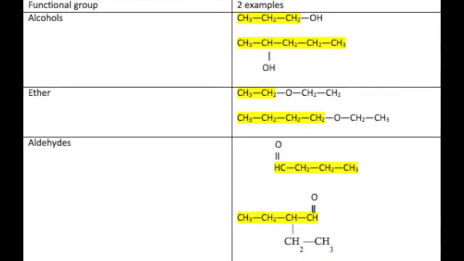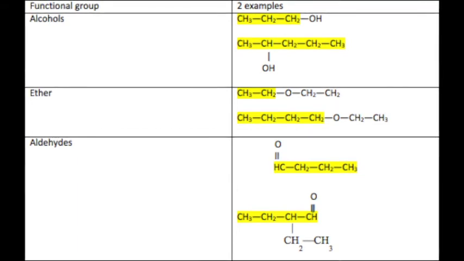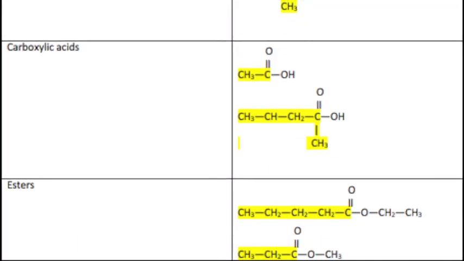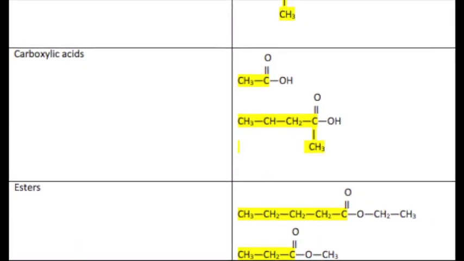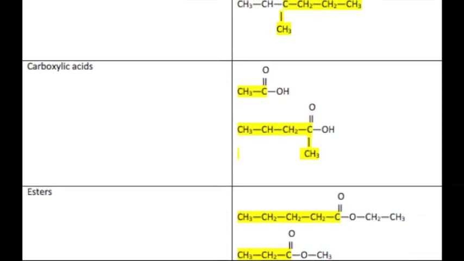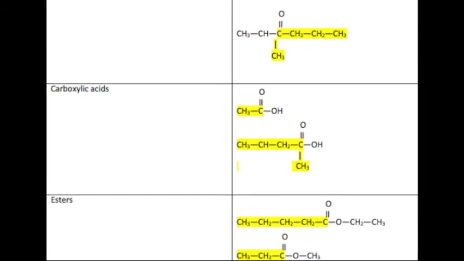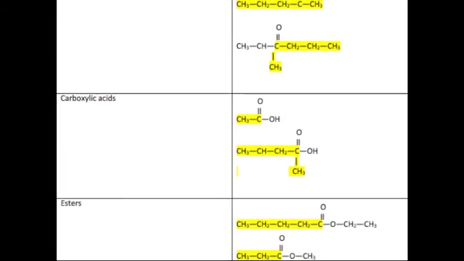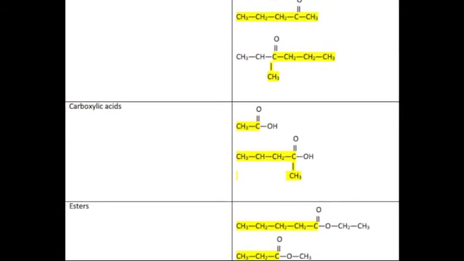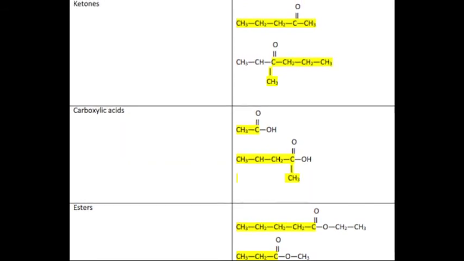To draw the structural formula, ethane has two carbons in a row. This carbon has one bond, it needs three more. And this other carbon also just has one bond, so it needs three more. We add the hydrogens at the end of the carbons.